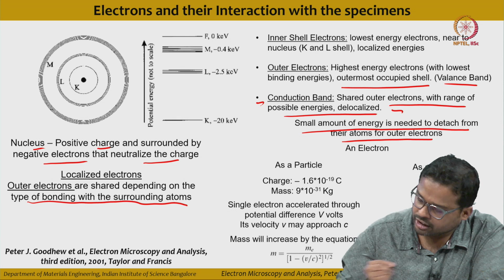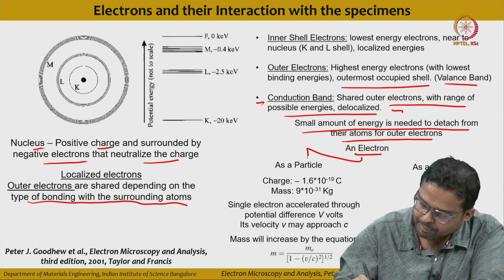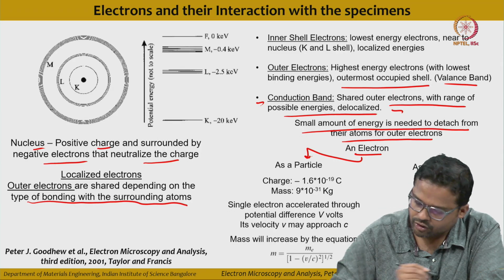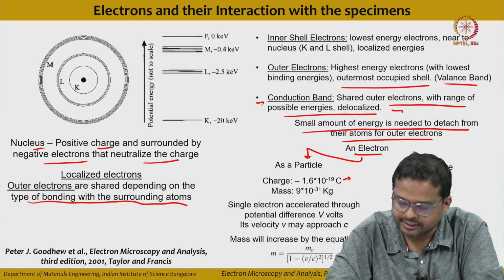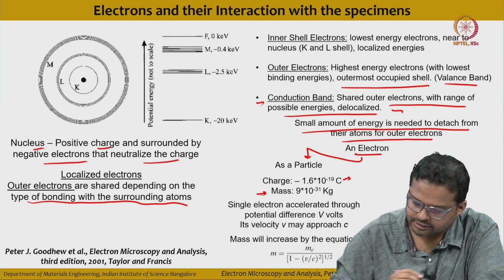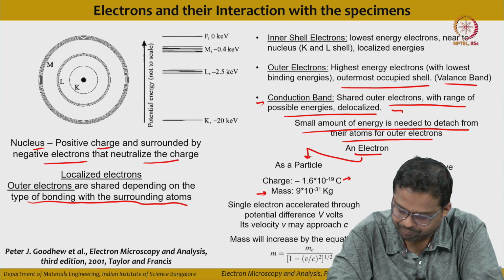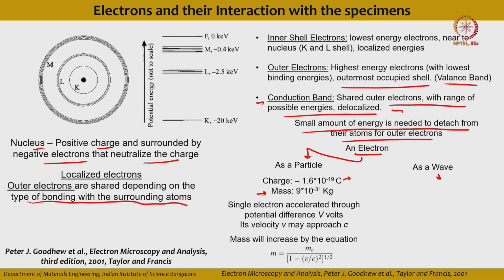Now we know that an electron can behave as a particle or as a wave. The electron has a charge of 1.6 × 10^-19 coulombs and a very low mass of 9 × 10^-31 kg. Okay. And if they behave as a particle, these electrons can be accelerated through a potential difference of V volts, then its velocity v may approach the speed of light. So with this increase in the velocity, the electron mass will increase by this particular equation. Okay. m equals m0 divided by (1 minus (v/c)^2) to the power half.